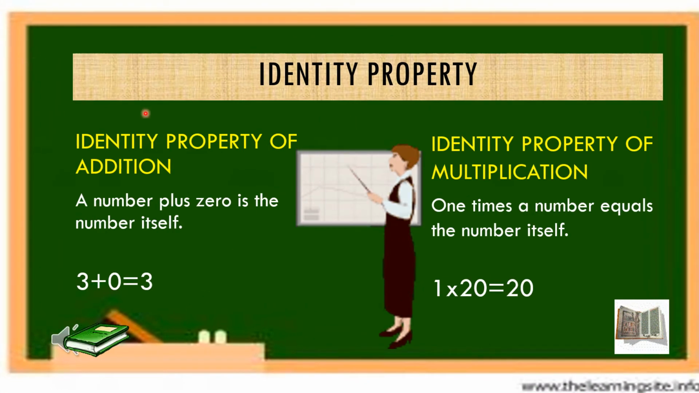We have identity property. What is the identity element of addition? The identity element for addition is 0. What is the identity element in multiplication? The identity element in multiplication is 1. So what is identity property of addition? A number plus 0 is the number itself. 3 plus 0 equals 3. What is identity property of multiplication? 1 times a number equals the number itself. 1 times 20 equals 20.